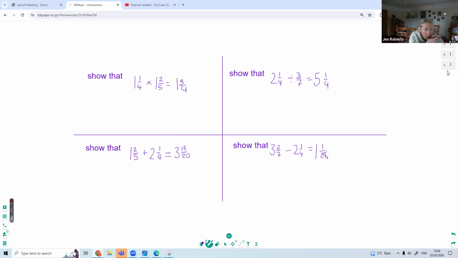Okay, so for these ones, they're slightly higher level. So we've got mixed numbers and improper fractions. The first step with this is to change both of our fractions into improper fractions. 1 times 4 is 4, add 1 is 5. So that's 5/4. 1 times 5, add 2 is 7.